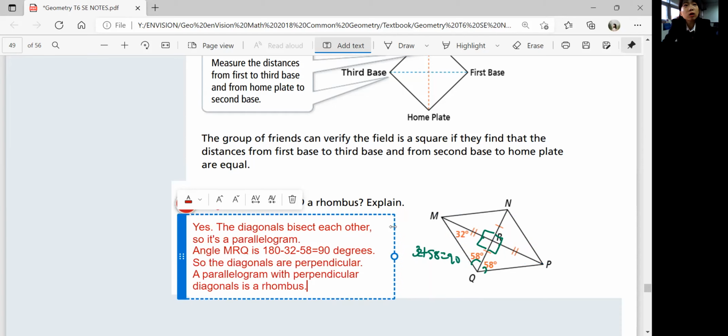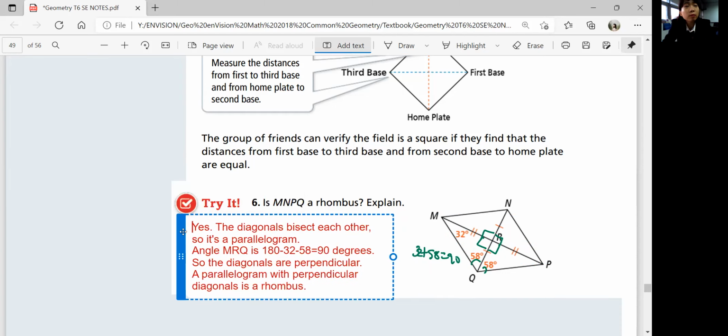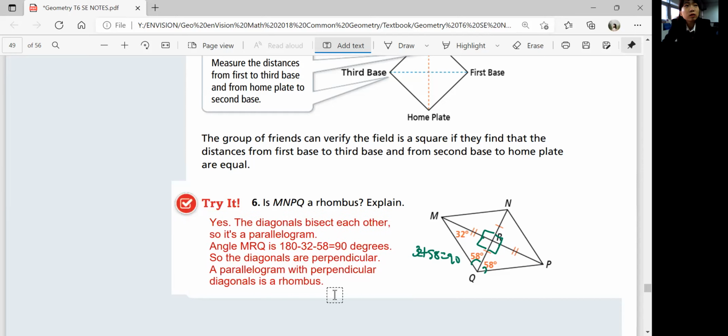Okay, so one by one, logically prove that it's a rhombus. You can say, yes, the diagonals bisect each other, so it's a parallelogram. Angle MRQ is 90 degrees by the triangle angle sum theorem. And so the diagonals are perpendicular. The parallelogram with perpendicular diagonals must be a rhombus.